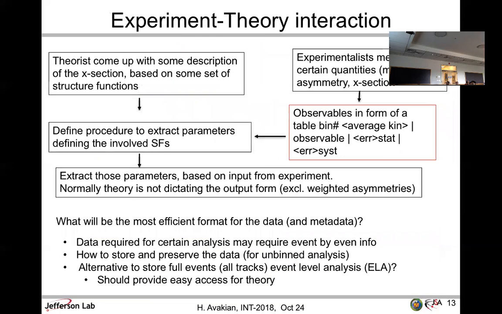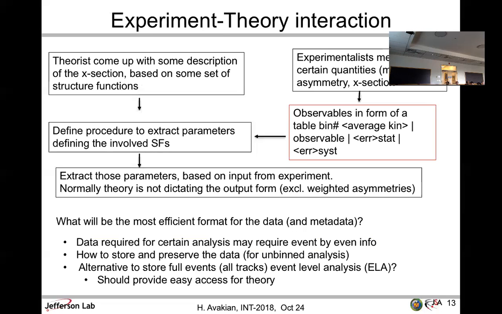The way we were normally proceeding is that we produce some kind of observable. So we measure certain quantities. Typically, those are multiplicities or asymmetries, hopefully cross sections in the future. So we make some kind of tables. So far, we haven't done much event level analysis. Then this input is going to theory, which is coming up with some kind of description of the structure functions, and then trying to extract parameters.